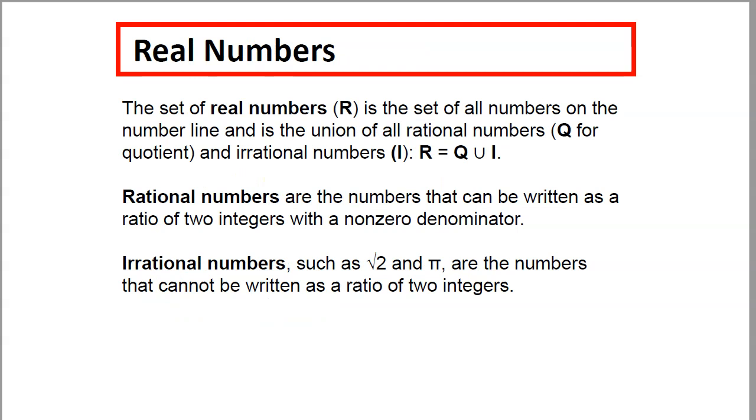The set of real numbers is the set of all the numbers on the number line, and it's the union of the rational numbers and irrational numbers. Rational numbers are the numbers that can be written as the ratio of two integers with a non-zero denominator, so 2/3 or 17/4. Irrational numbers, such as the square root of 2 and pi, are numbers that cannot be written as the ratio of two integers.